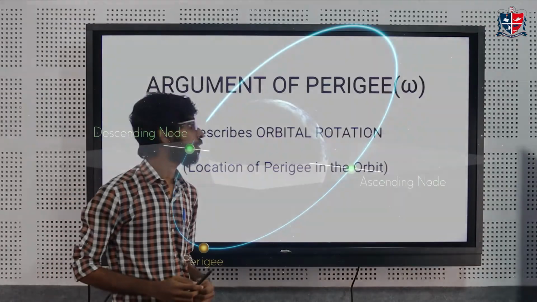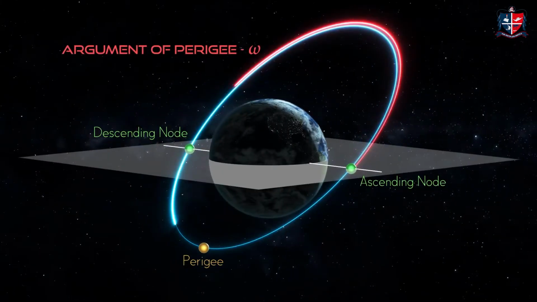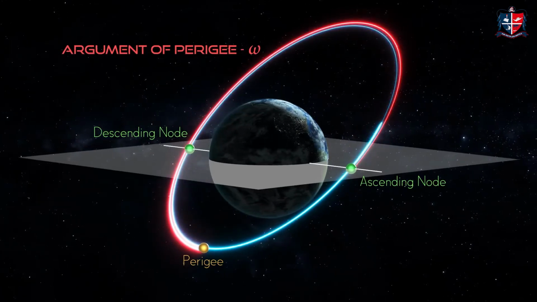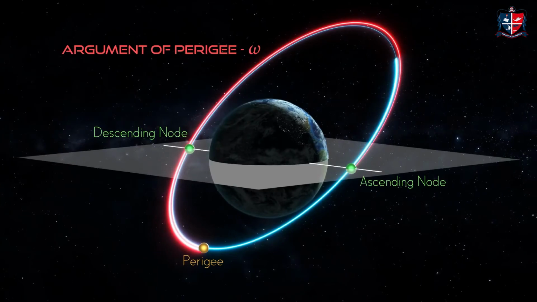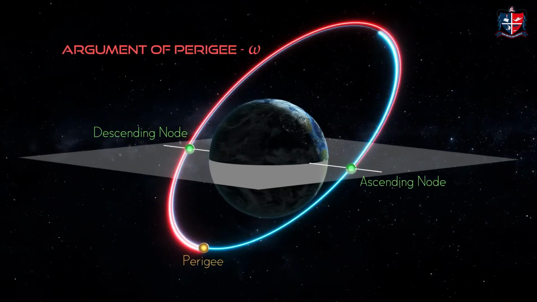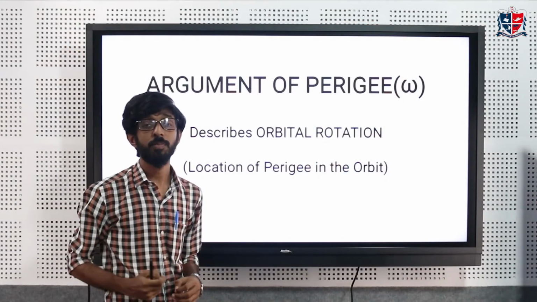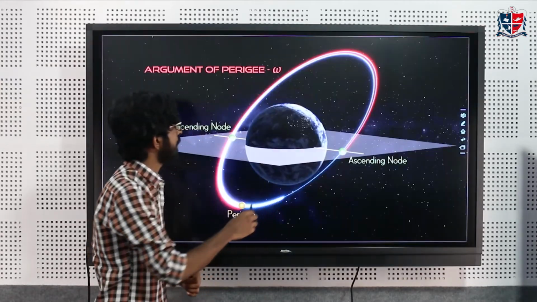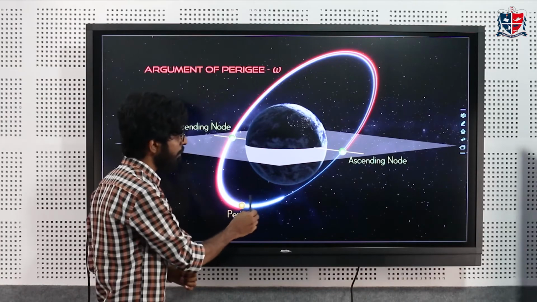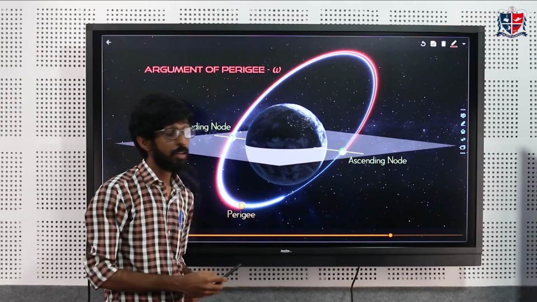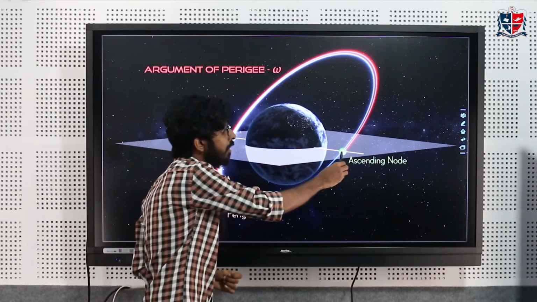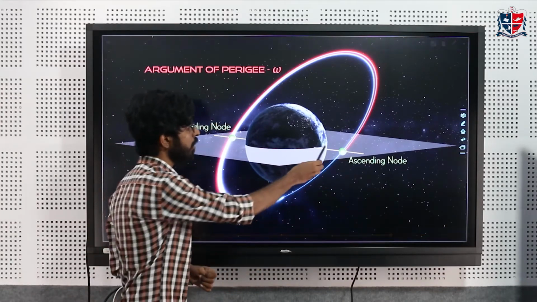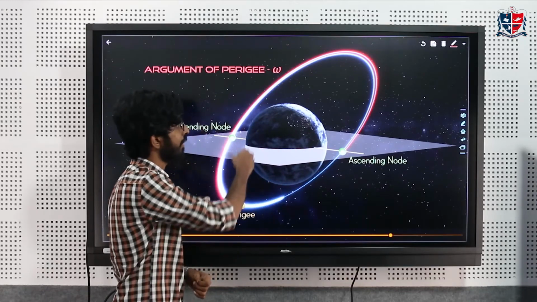The next orbital element is called argument of perigee, and this describes the orbital rotation, or the location of perigee in the orbit. As we have explained earlier, perigee is the closest point in the orbit to the Earth, and here we can see the perigee. It is measured in angles, and the angle is measured from the ascending node. So if the perigee is here, the angle would be like this red line.